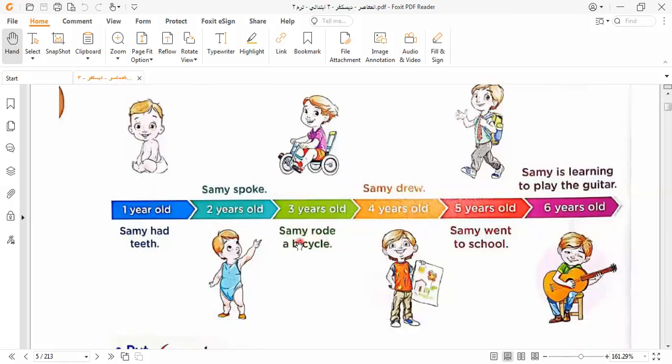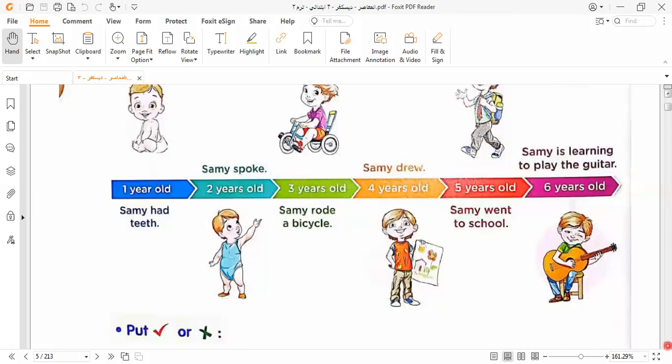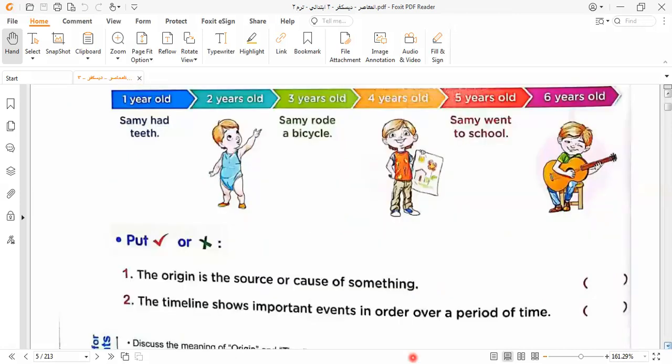3 years old, Sammy rode a bicycle. 4 years old, Sammy drew. 5 years, Sammy went to school. 5 years is the age of school. 6 years old, Sammy is learning to play guitar. Let's go to the activity on this item.